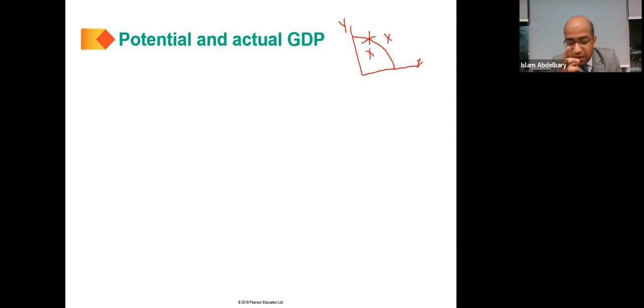As we analyzed individual behavior, we now analyze the whole economy's performance. So how can we measure the whole economy's performance? We have three options, three ways to do that. The first is to compare the performance of a specific economy to another one.